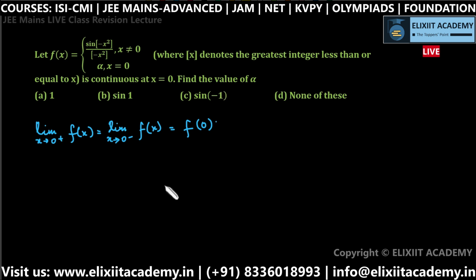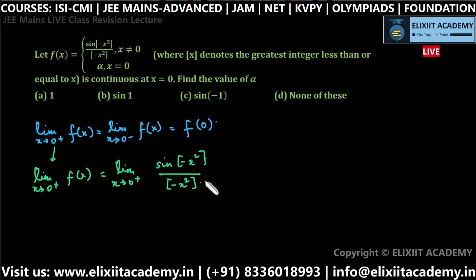Now here, when x tends to 0 plus, if we talk about this right hand limit, limit x tends to 0 plus f(x), which is limit x tends to 0 plus sine of [minus x square] divided by [minus x square], that is, sine of the greatest integer of minus x square divided by the greatest integer of minus x square. Now understand this part very carefully. Just remember the very basic definition of limits and the very basic definition of the greatest integer function, nothing else. This question is just based on the concepts, nothing else.